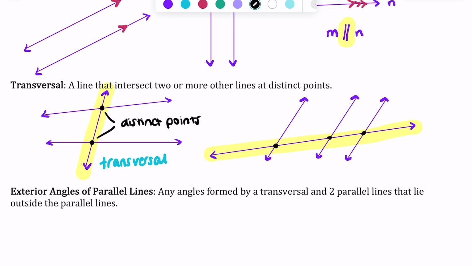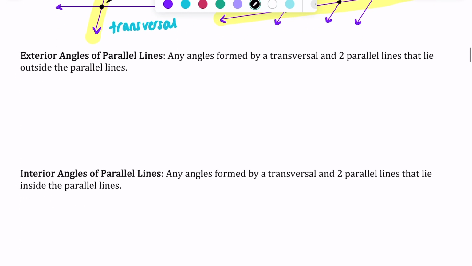Okay, now something really cool kind of happens when we have a transversal intersecting parallel lines. The next couple of angle properties that we're going to be looking at have some pretty cool features when we start talking about a transversal that intersects parallel lines. So, the first property is going to be exterior angles of parallel lines, followed by interior angles of parallel lines.